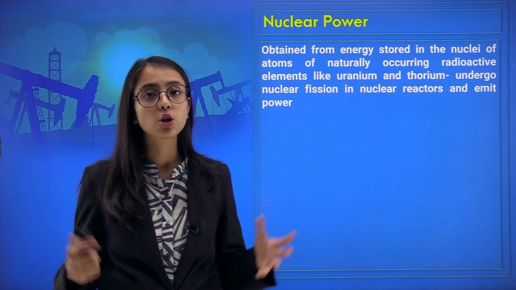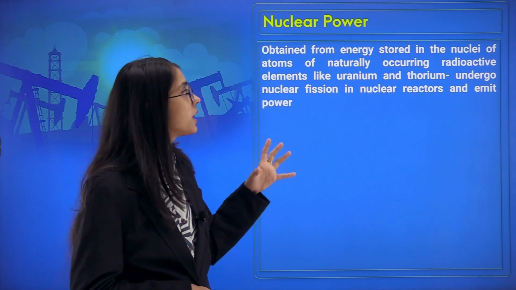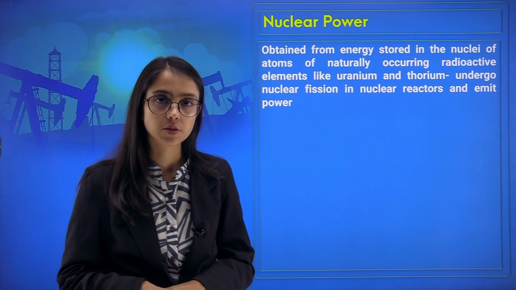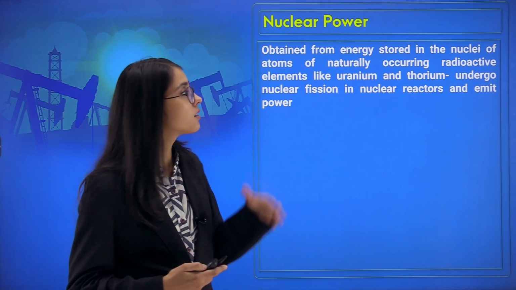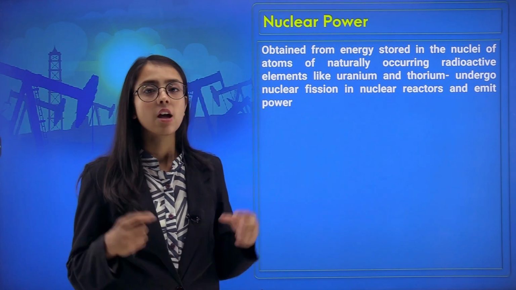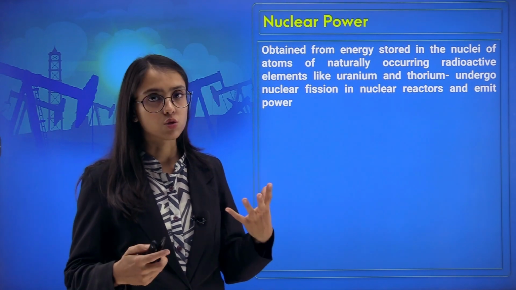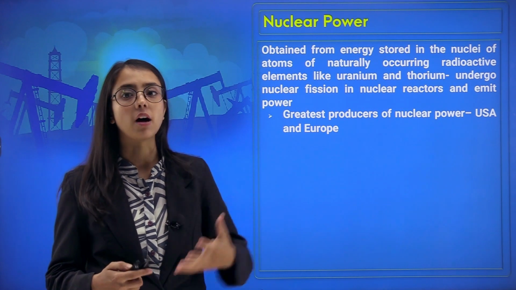Now, let's talk about nuclear power. Nuclear power is obtained from energy which is stored in the nuclei of atoms. This comes from naturally occurring radioactive elements like uranium, thorium, titanium, etc. Once these materials undergo nuclear fission in nuclear reactors, they emit power.